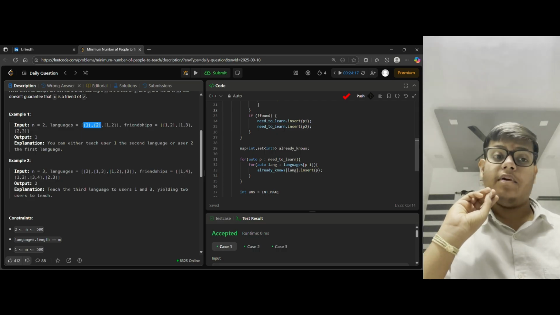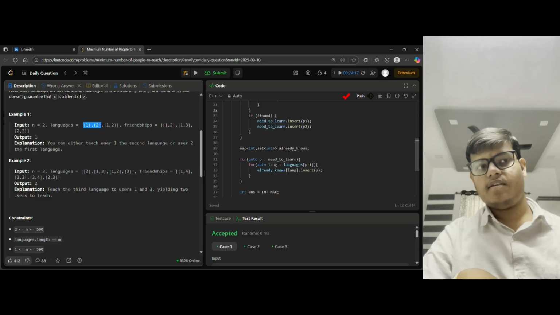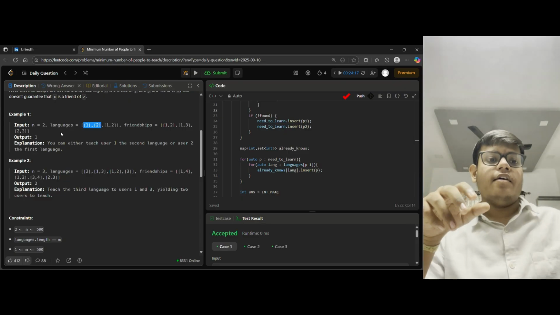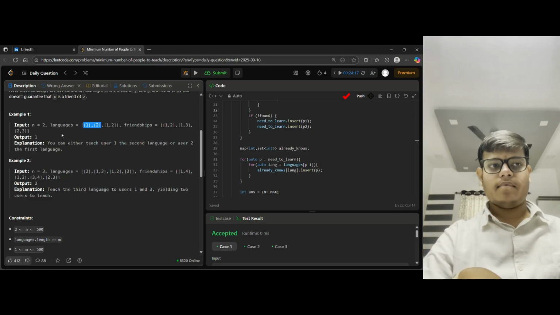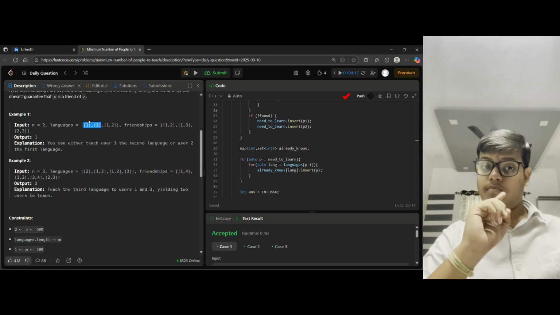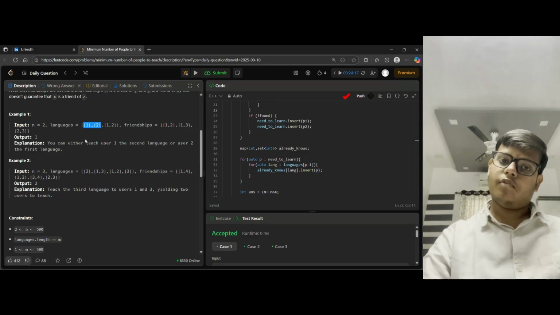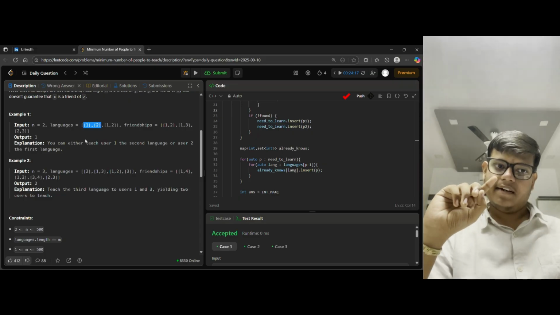And there may be possibilities that some users already know some language. Like, I am checking for 1, right? As I told, I am checking for all 1 to n. Let's say I am checking for 1 and I see language 1 is known by one person, so I have to teach the remaining one person, right? So our current minimum will become 1, right?